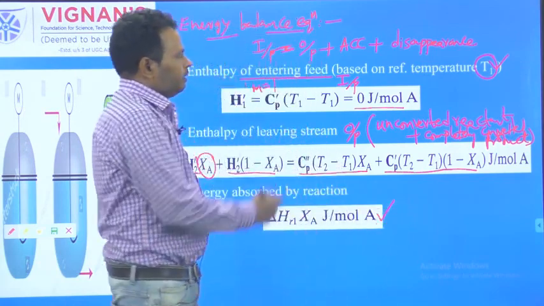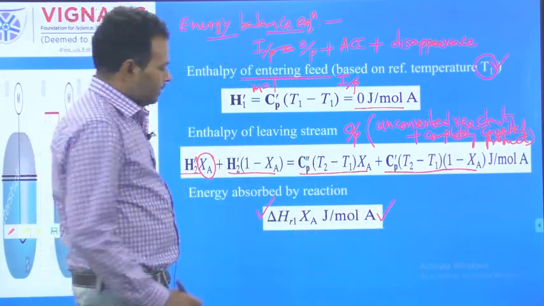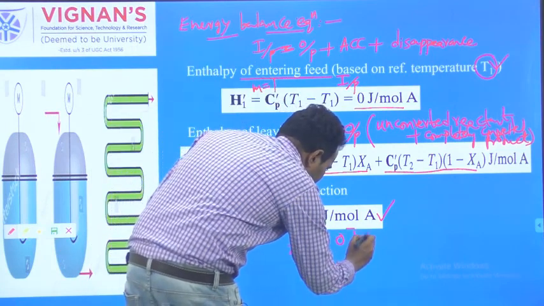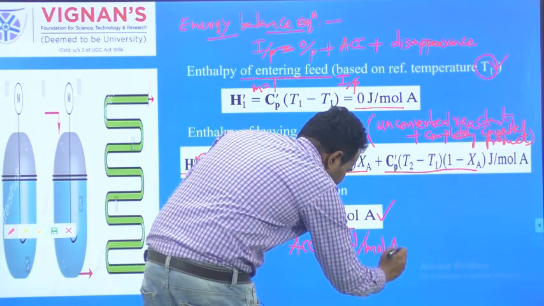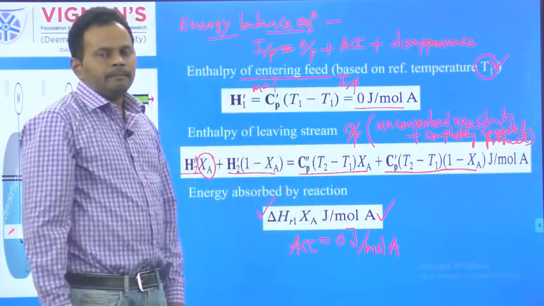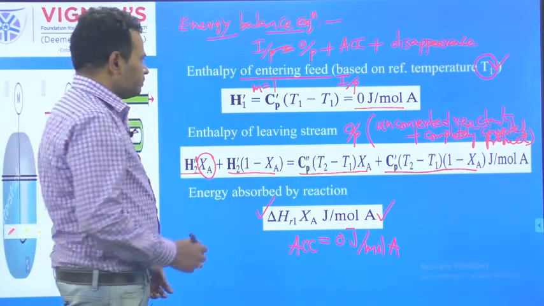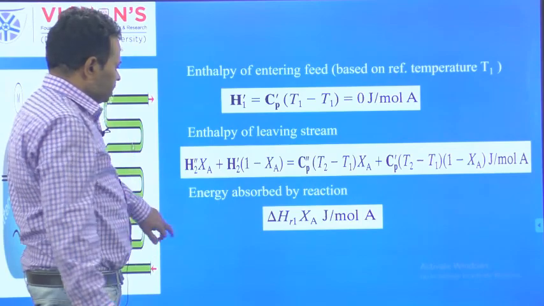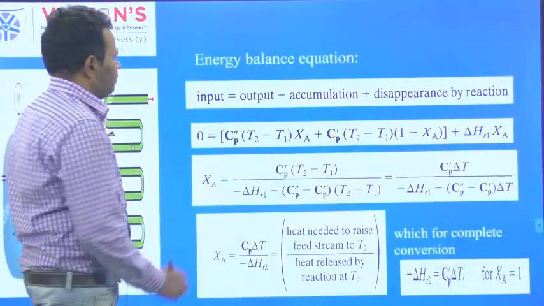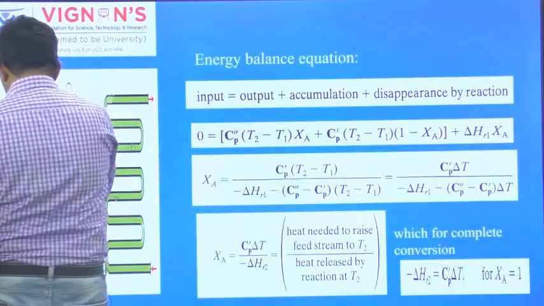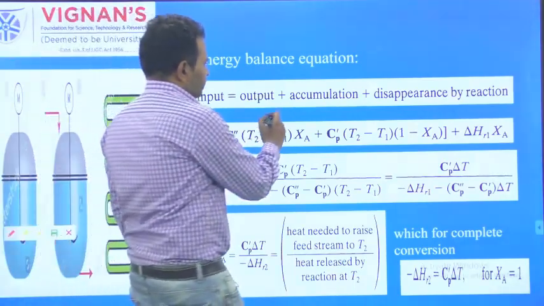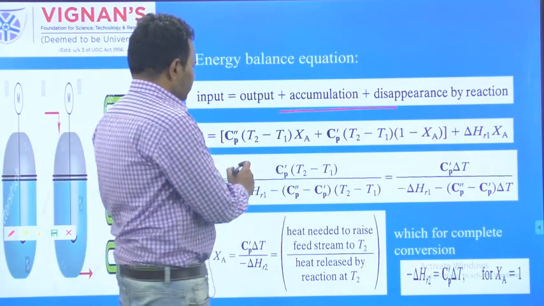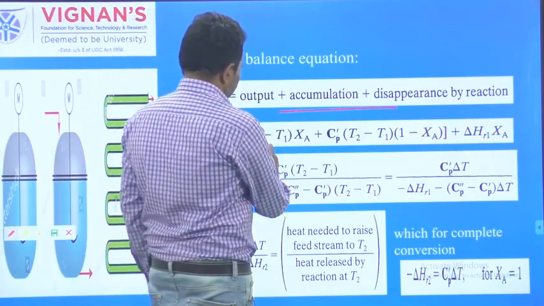Both the MFR and PFR are steady state reactors, for which the accumulation is 0. Accumulation of energy is 0 because of the steady state nature. Substitute all these quantities back into the energy balance equation and do some mathematical manipulation. Finally, you can obtain this. Now write the energy balance equation: input equals output plus accumulation plus disappearance. The input is 0 and the output is Cp double dash into T2 minus T1 into XA.